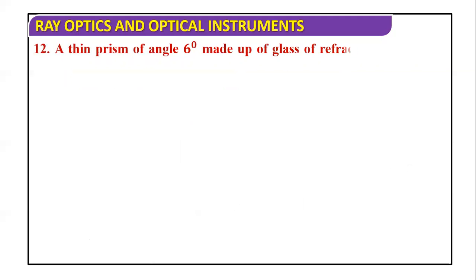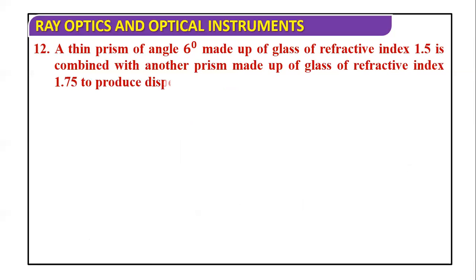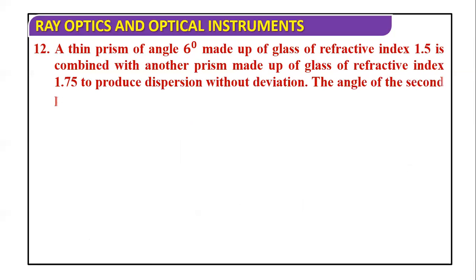Next question. A thin prism of angle 6 degree made up of glass of refractive index 1.5 is combined with another prism made up of glass of refractive index 1.75 to produce dispersion without deviation. The angle of the second prism is.